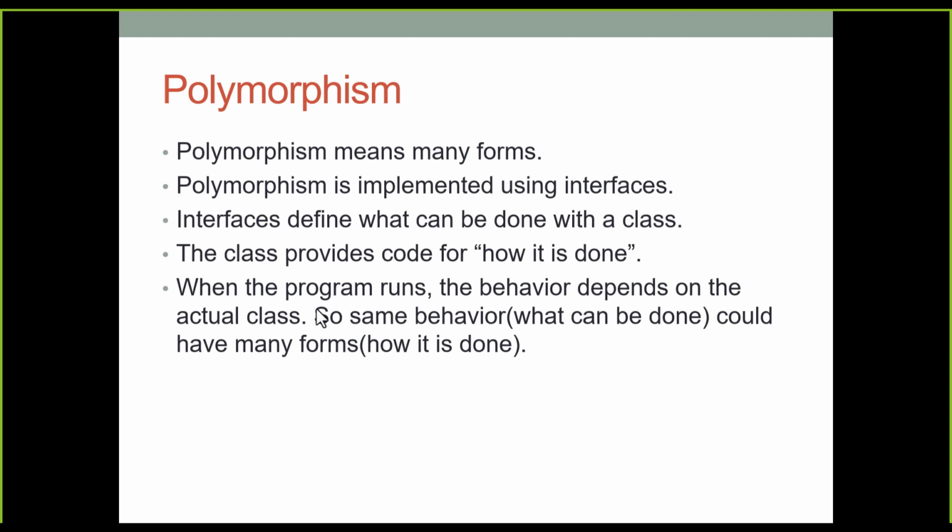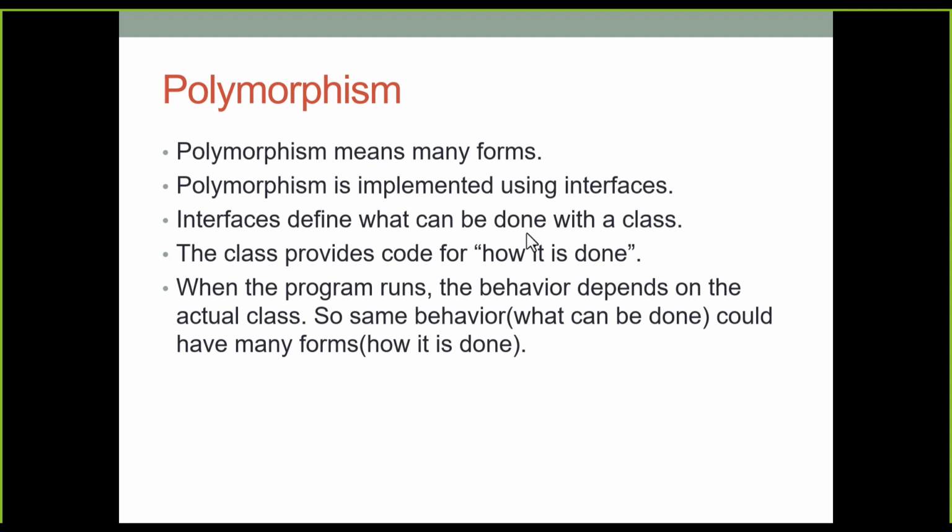So when the program runs, the behavior, how it can be done, depends on the actual class. For example, you have a fish class that implements this interface with a move method in it. The behavior of move for fish is going to be swim. If you have a bird class, the move behavior is actually fly. If you have a dog class, it's going to be just walk or run, something like that. So the behavior depends on the actual class. But we all know what all of these can do. They can all move. But how do they move?